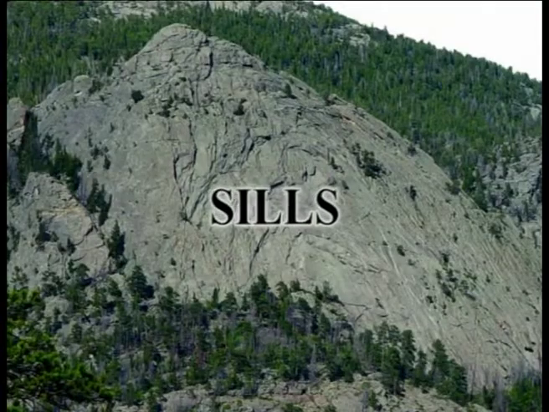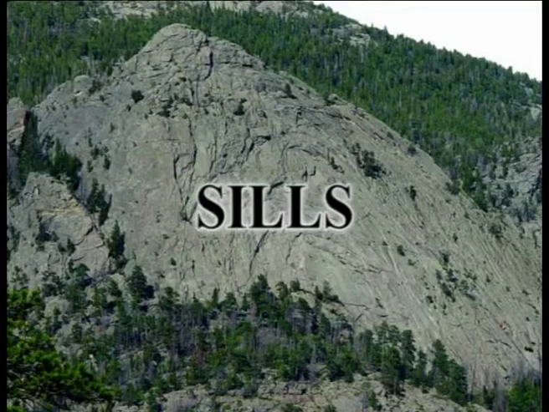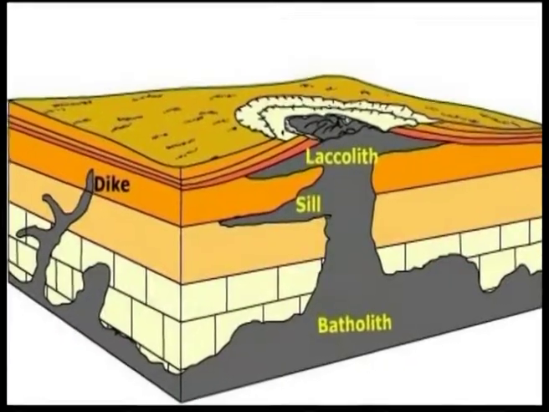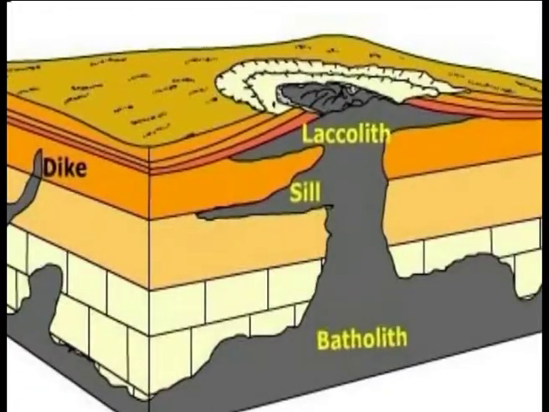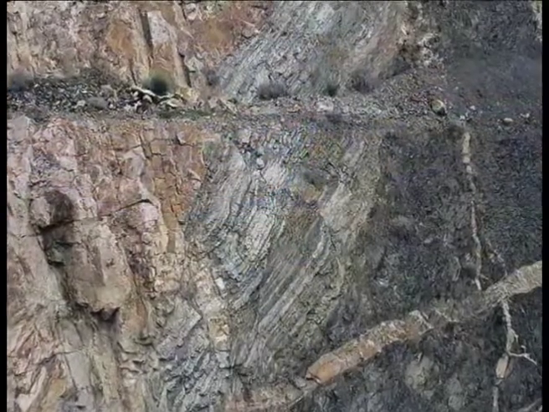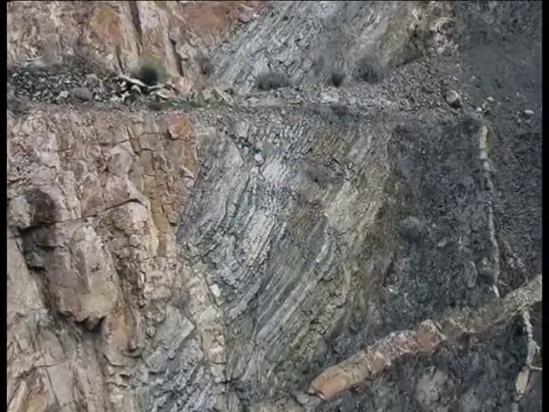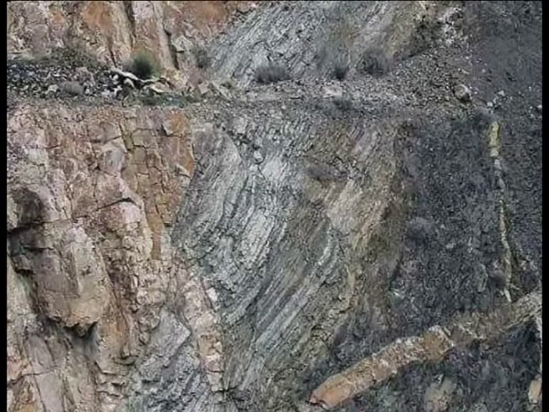One important type is sills. Sills, sometimes called sheets or tabular plutons, are parallel to the bedding or schistosity of the adjacent rocks. The rock in the sill is younger than the rock on either side of the sill, and sills may be horizontal, vertical, or inclined.